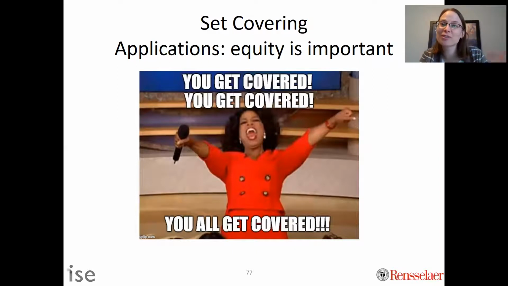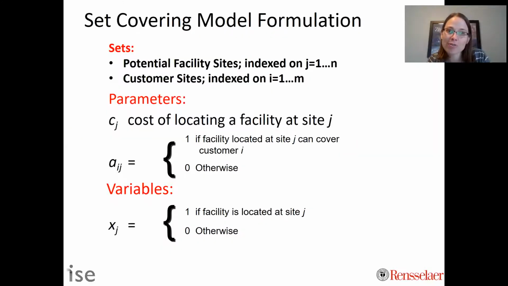And so more seriously, these are applications where equity is important. So you oftentimes see them in public services, locating facilities like EMT or fire stations. It's also used when you want to make sure that everything looks fair. So if somebody lives in a certain neighborhood, they should get the same level of service as another neighborhood somewhere else. So mathematically, how do we formulate that?